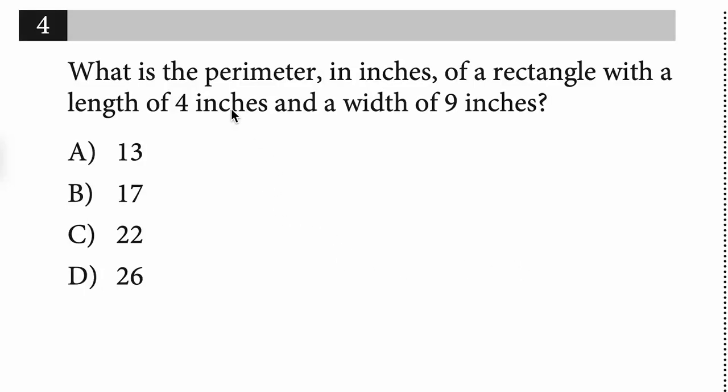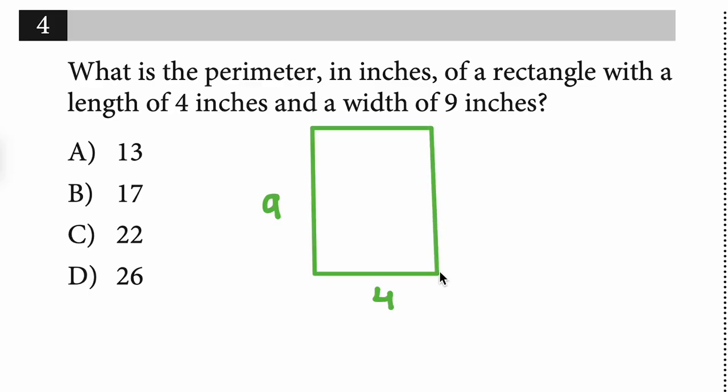Number 4 is, what is the perimeter? Perimeter is the boundary, length of the boundary, in inches of a rectangle with a length of 4 inches and a width of 9 inches. So if we draw a rectangle whose length is 4 inches and whose width is 9 inches, if I just complete this rectangle, this one will be 4 and this one will be 9. This one will be 9 and this one will be 4.